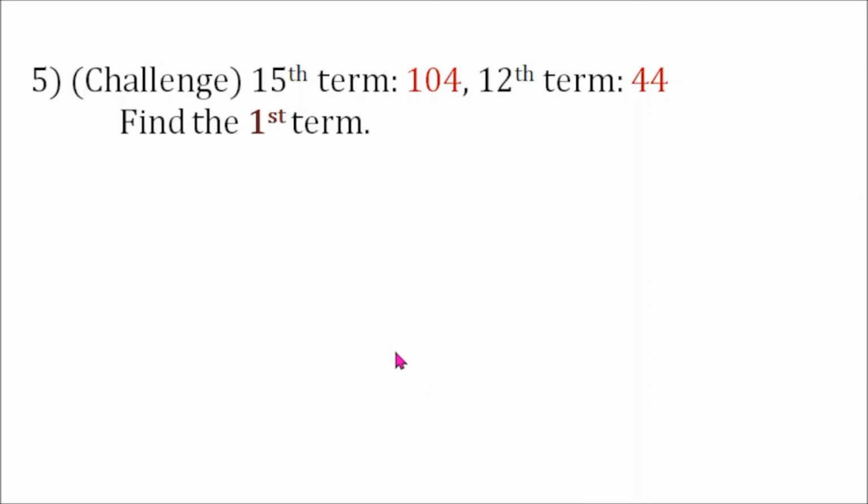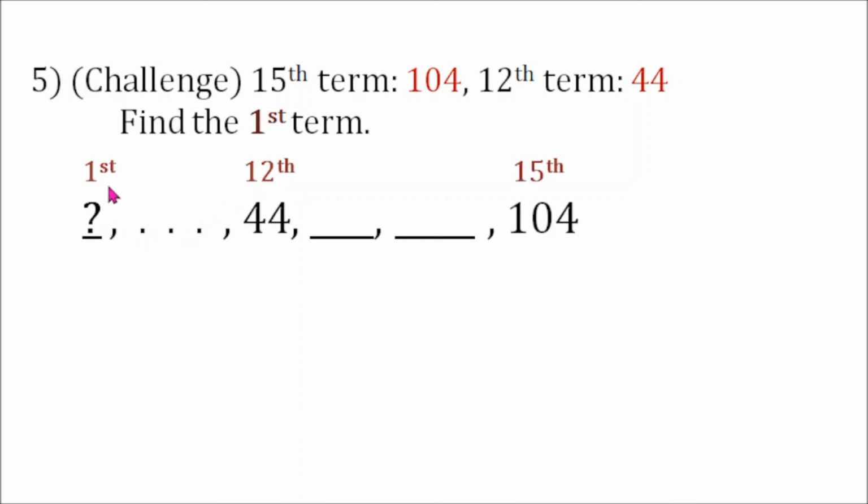For item number 5, so the 15th term is 104, and then the 12th term is 44. Question, find the first term. So here, the first term is unknown, then the 12th term is 44, the 15th term is 104. So we can also let this 44 to be our a sub 1, and then this 104 to be our a sub 4, because there are 2 missing terms between 44 and 104. So this is a sub 1, a sub 2, a sub 3, a sub 4.